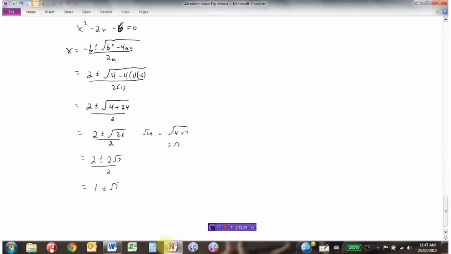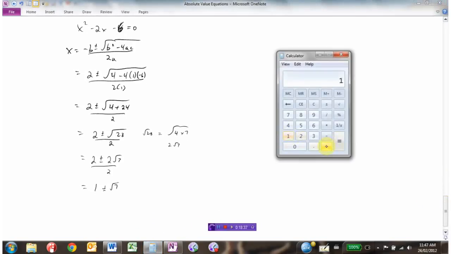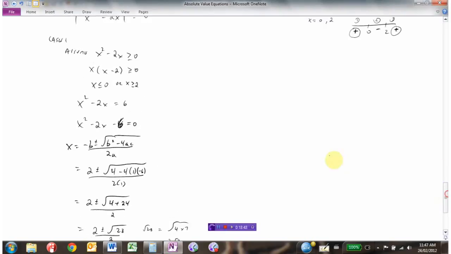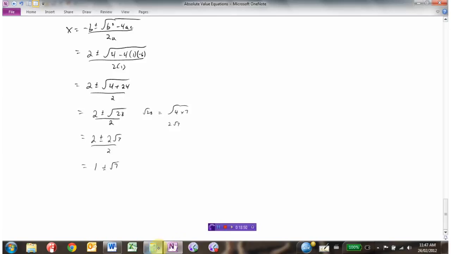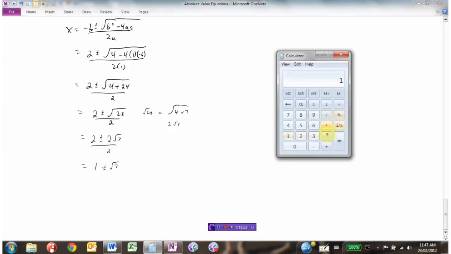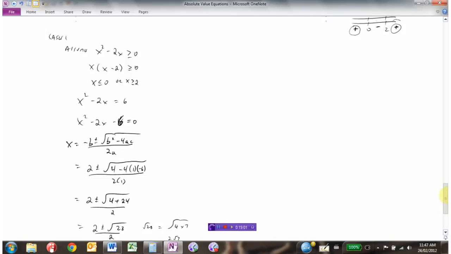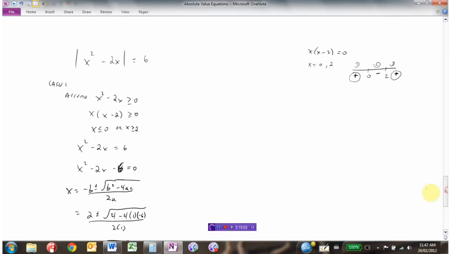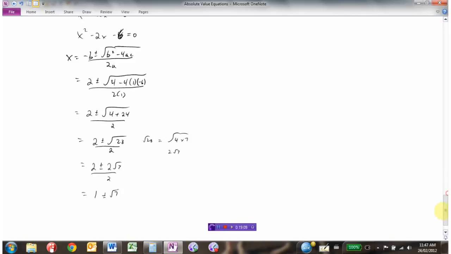So let me just check that these would work. Let's go 1 plus the square root of 7. So one answer is 3.65. So that's fine. That's greater than or equal to 2. And the other one would be 1 minus the square root of 7, which is negative 1.65. So both of those answers are good because this one was more than 2 and one was less than 0. So both of these solutions would be correct.